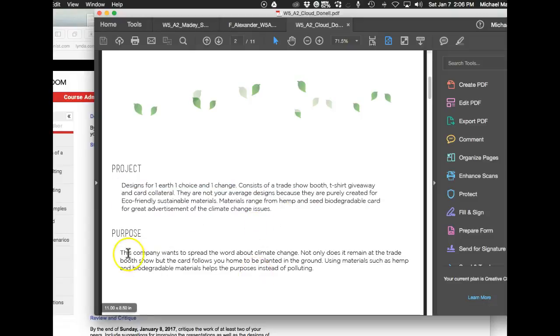But then in the purpose, you say, this company wants to spread the word about climate change. Then you say, not only does it remain at the trade show, but the card follows you home. How does that fit into purpose, the card? You go from the company wanting to spread the word about the card. Okay, so there's really no flow here, Donnell.